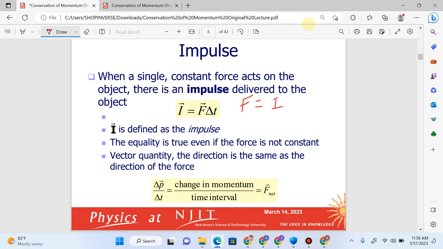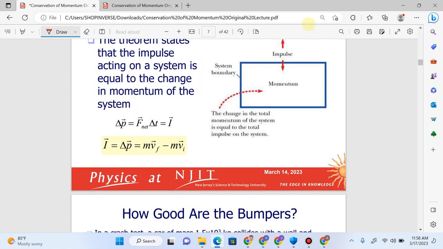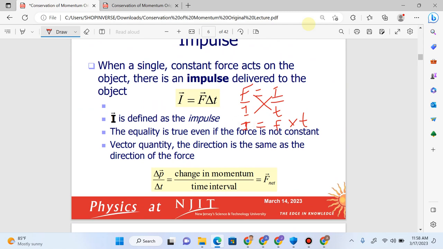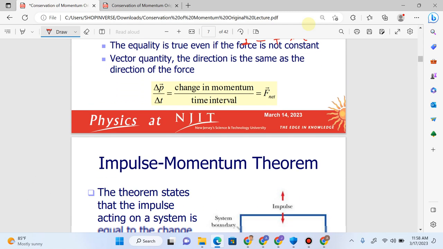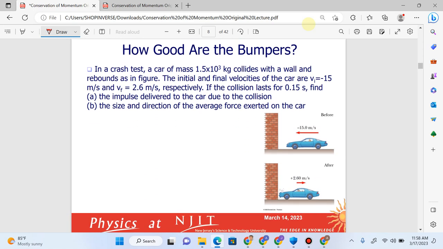Since we said force is equal to impulse divided by time, if you put a denominator of 1 here and cross multiply, we have impulse equals force times time. So this is another formula we can use in solving questions on this topic. Change in momentum is equal to the impulse, where impulse itself is force times time. Now we'll go straight to solving some questions on this.